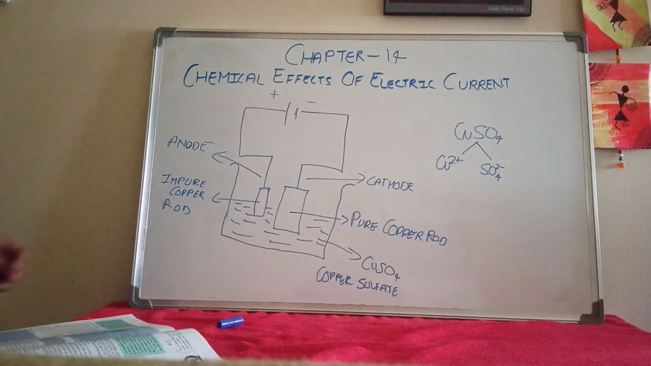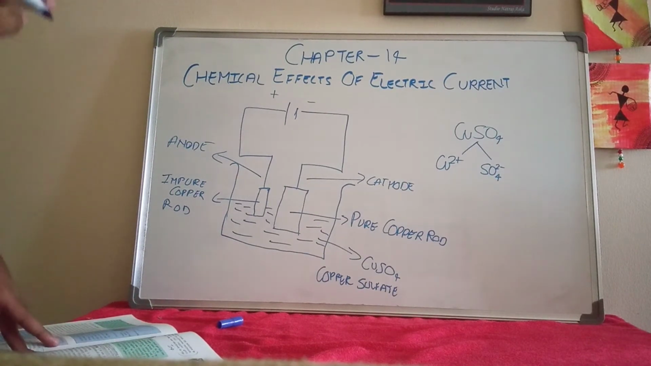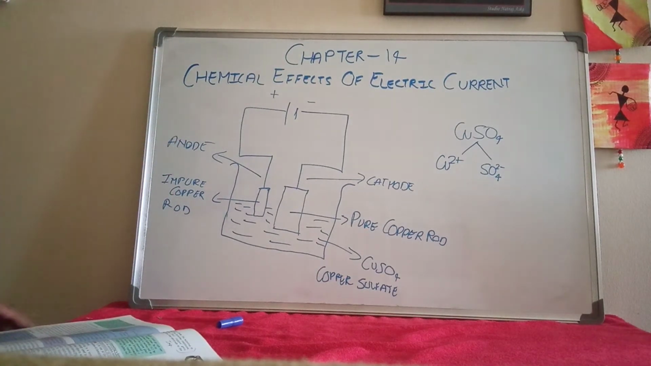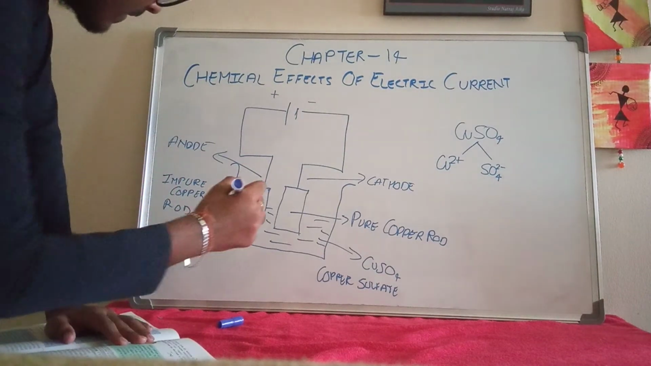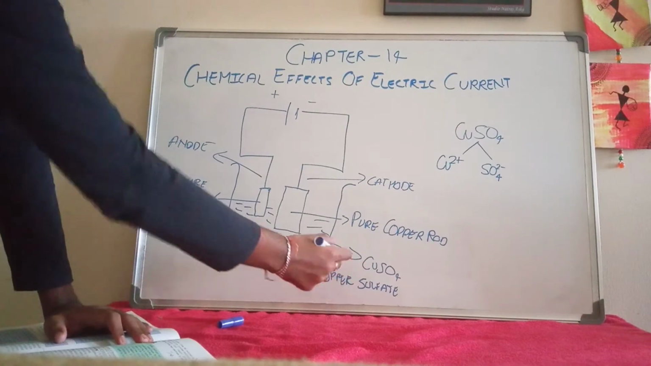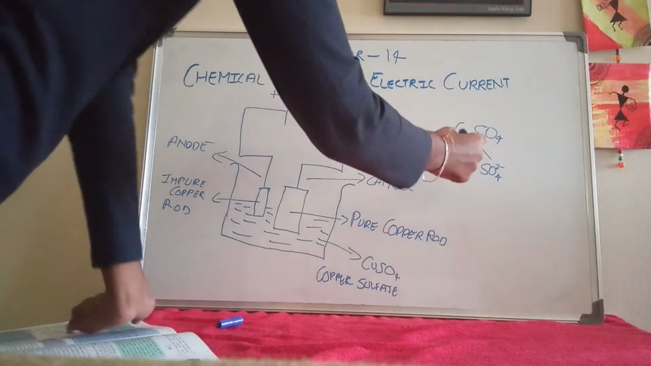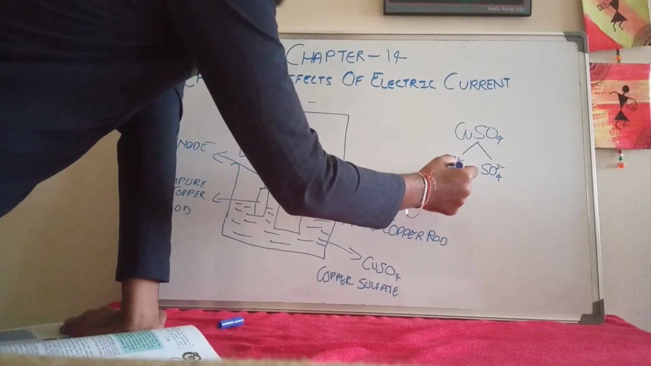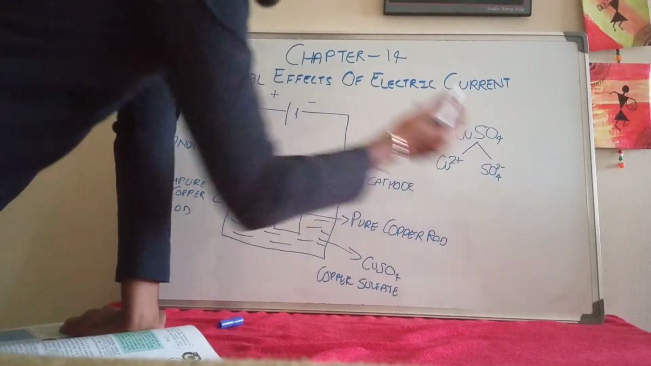This is called the purification of copper. Like when we have an impure copper rod, how to change it into a pure copper rod. So in this process, first, electricity is passed. This material is CuSO4, copper sulfate. Copper sulfate, when electricity passes, dissociates or splits into ions. This is the copper ion. This is the SO4 ion.